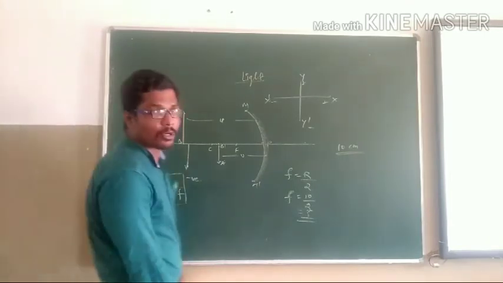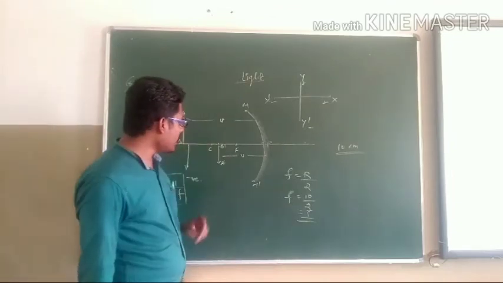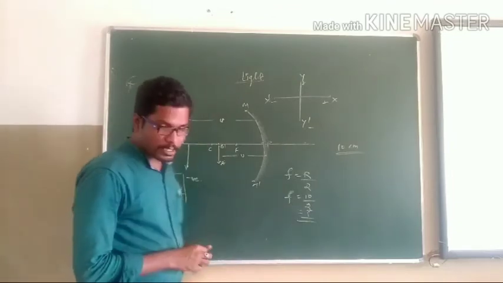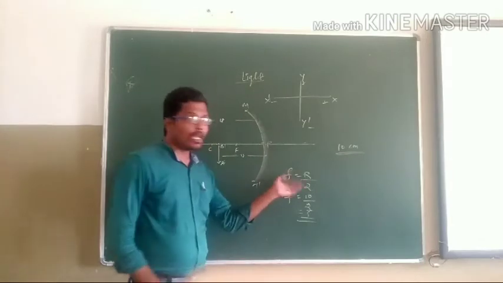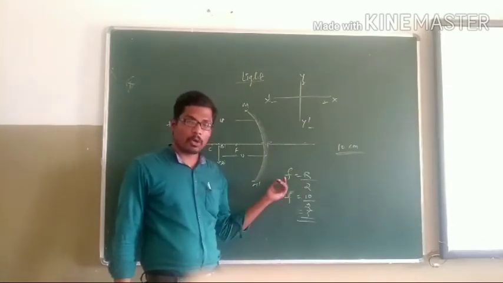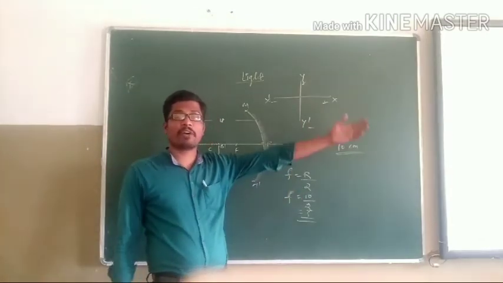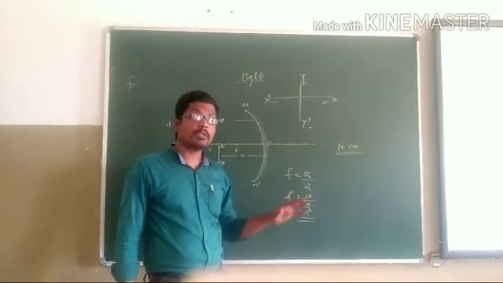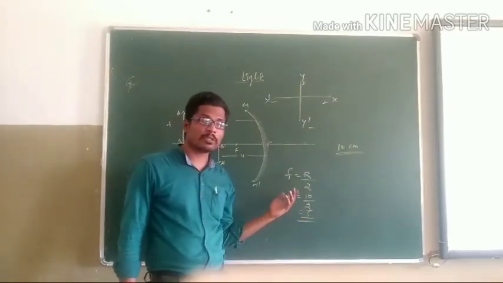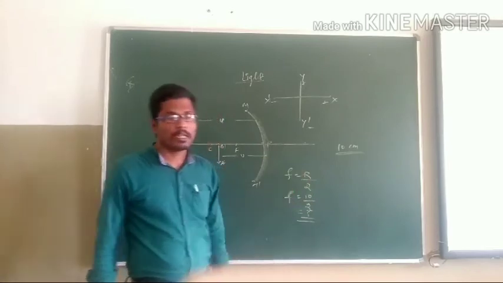Is it clear? The next thing that we have to learn is, suppose another thing: if f, the focal length, is given, then we can find the radius of curvature. If the radius of curvature is given, we can find the focal length. There will be a relation.